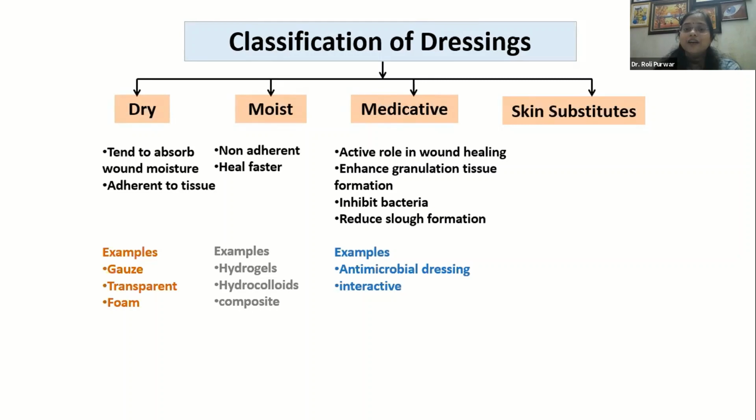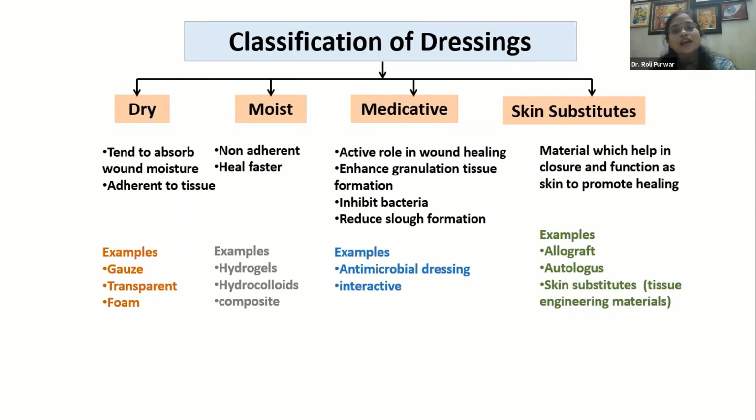Medicated dressings play some active role in the wound healing process, such as antimicrobial or interactive dressings. These have agents which can give a faster healing process to the wound. Then we have skin substitutes. These are materials which function closer to skin to promote healing, such as allograft, autograft, or tissue engineering materials used as a skin substitute.